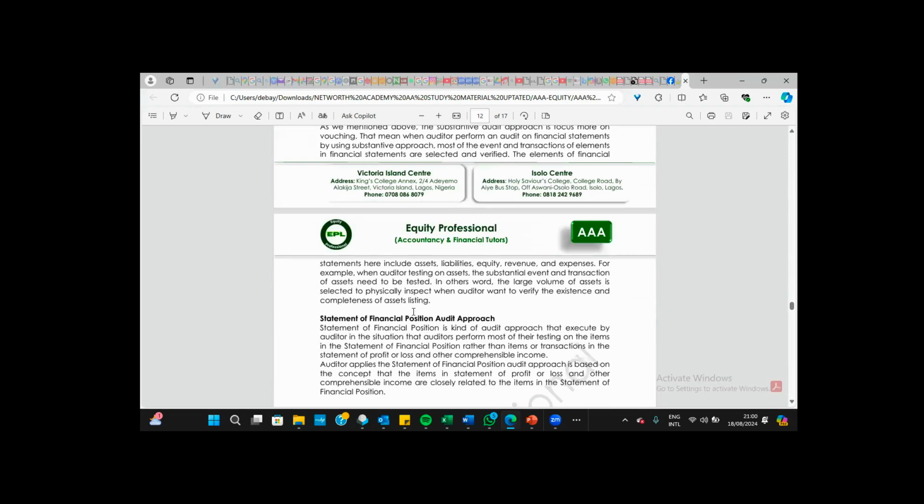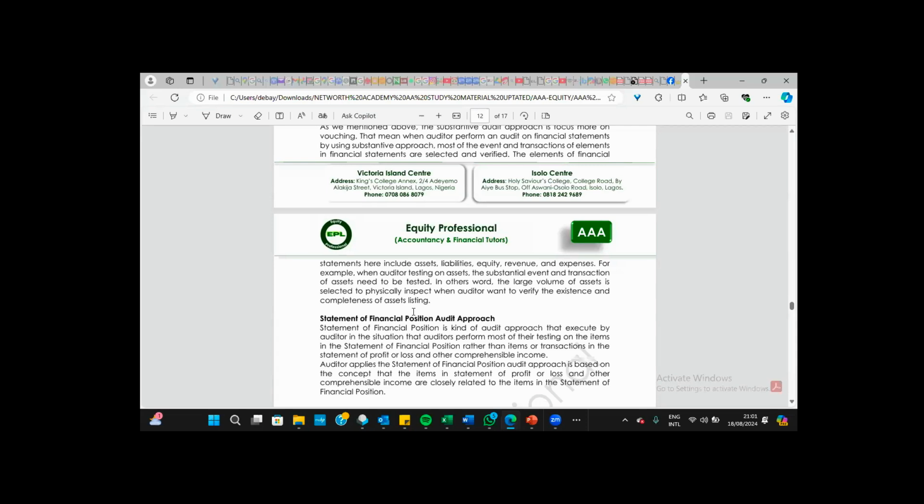Statement of financial position audit approach. Now, this approach is the next, okay? After they've utilized the substantive testing audit approach for a while, they now evolved to what we call the statement of financial position audit approach. Now, this approach makes use of assertions. They make use of what? Financial statement assertions. We are going to talk more about assertions in chapter 8, audit evidence.